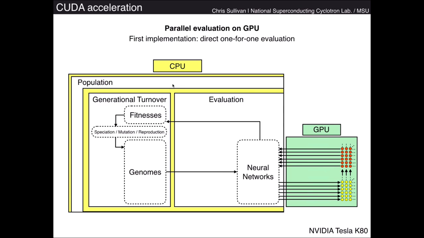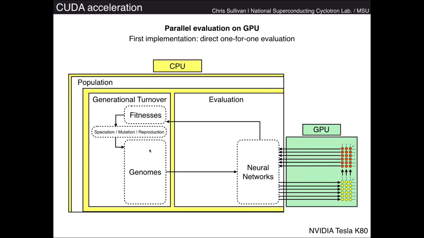In a NEAT population of networks, we have two main components: the generational turnover, or the reproduction and moving from one generation to the next, and the evaluation part, where we're evaluating the neural networks. In the generational turnover, you start with a set of genomes in your first iteration, and those genomes essentially encode the genes of all of the neural networks.